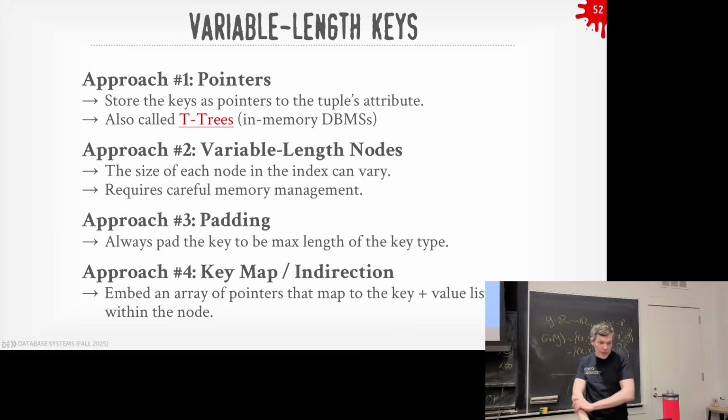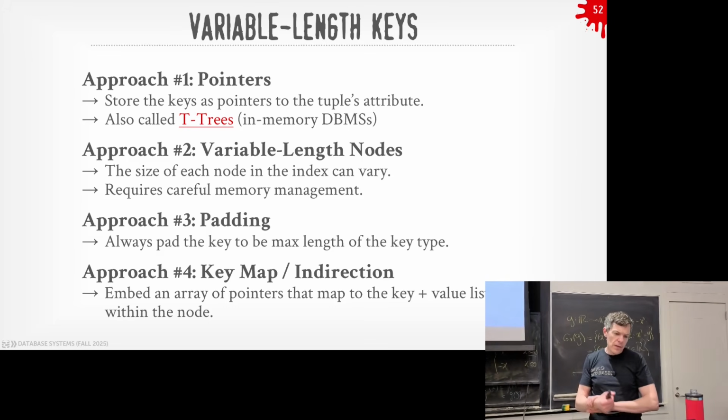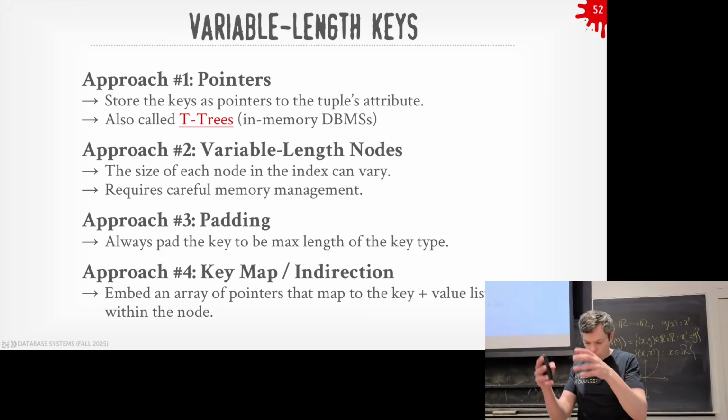You could have variable length nodes. Basically, the size of every single node could be arbitrarily different. Usually you do something almost like a slab allocator: you have a 1 kilobyte node, a 2 kilobyte node, 4, and so forth, right? This one, you can do it.